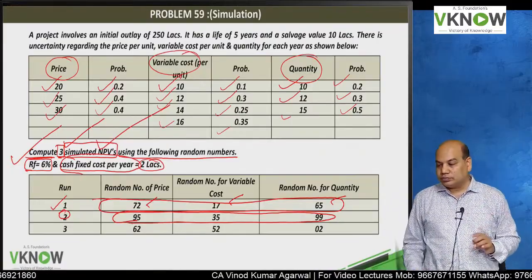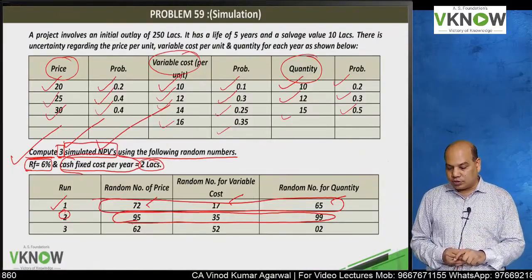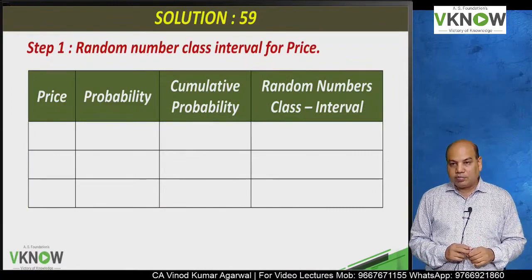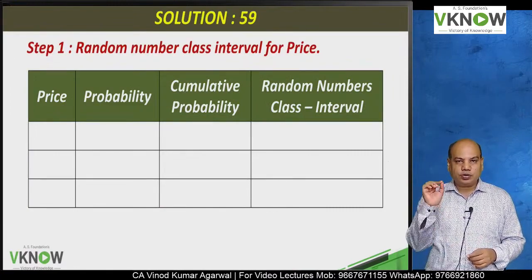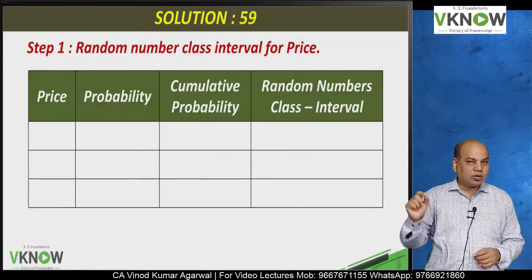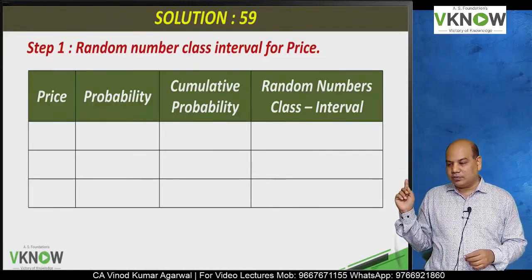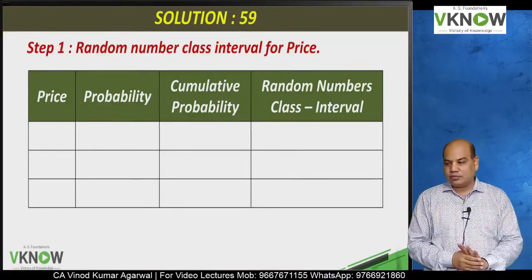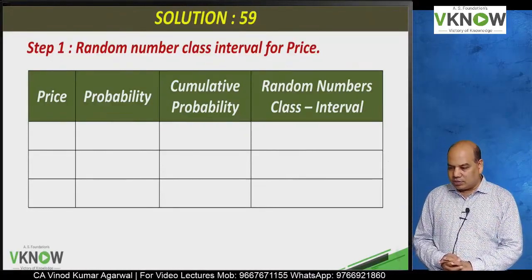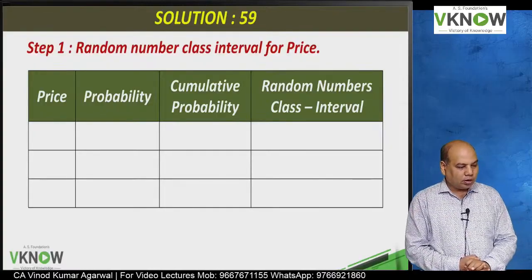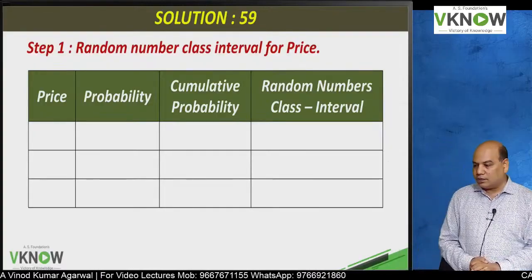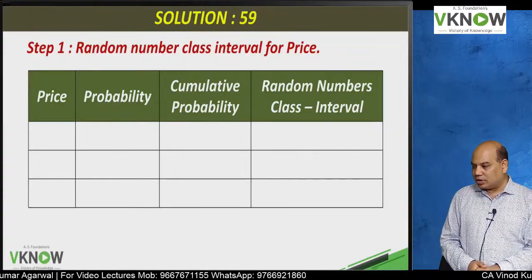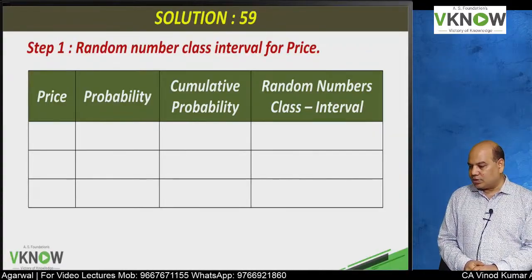So what I am going to do first is prepare the random number class interval for price, for variable cost and for quantity, like the previous one. So I will ask you to do it a little fast. Write down step number 1: random number class interval for price.